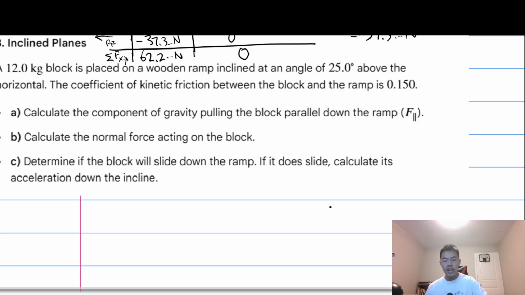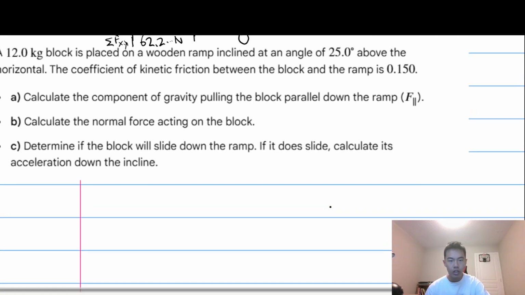inclined planes would just mean blocks on ramps. I'll give you a second to read that. I'm reading it too. And what do they want us to do? They want to calculate the component of gravity pulling the block parallel down the ramp. Now, in order to do that, we have to draw a free body diagram.